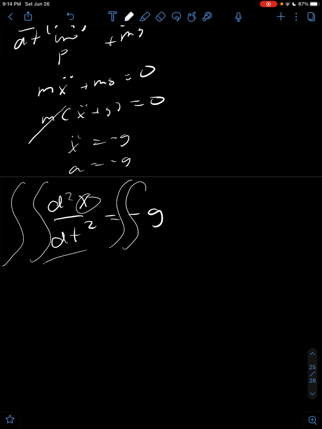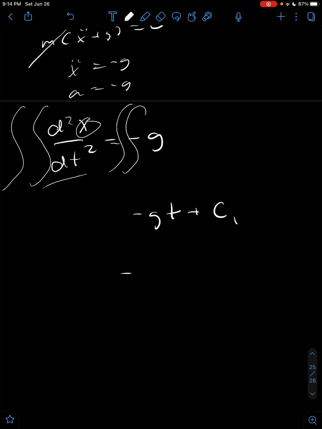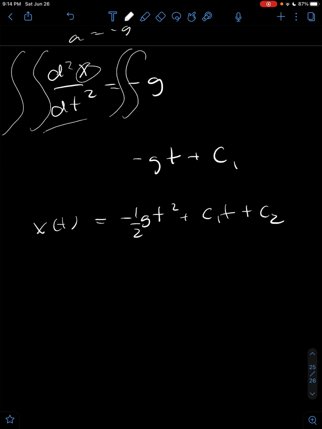So what's the derivative of minus g? Sorry, what's the integral of minus g? That's just minus gt plus a constant c1. Well, what's the integral of that again? That's just going to be minus 1/2 gt squared plus c1 t plus c2. So that equals x of t.